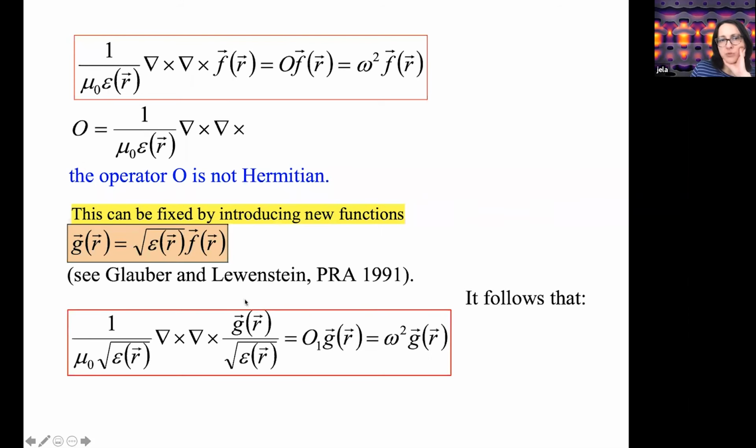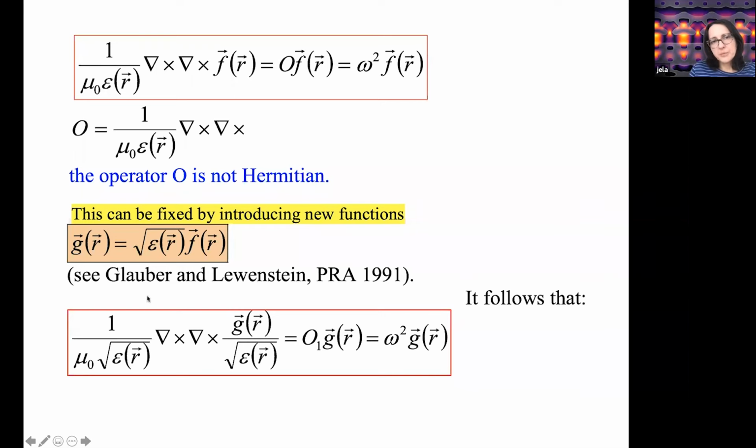It's the approach proposed originally by Roy Glauber and Lowenstein in 1991. Roy Glauber is also the person who developed the theory of photon statistics. This is why those second order correlations are called G2. It's because he introduced them in his paper. G is short for Glauber. And he was a professor of physics at Harvard until recently.